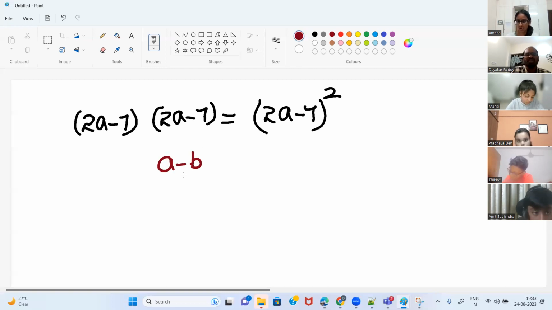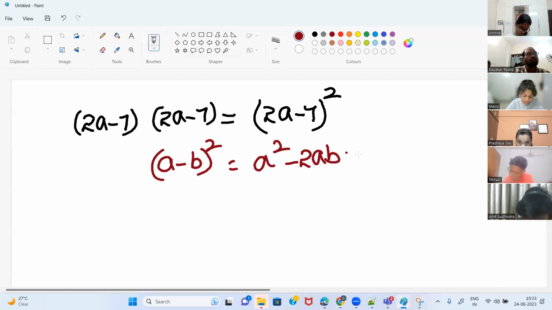A minus B whole square. A square minus 2AB plus B square. What you wrote, see here? Why did you get minus? How come you got minus?